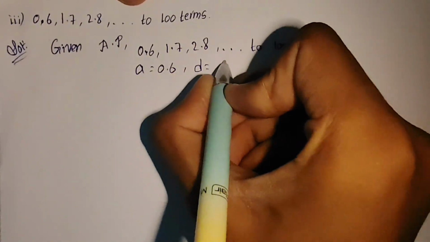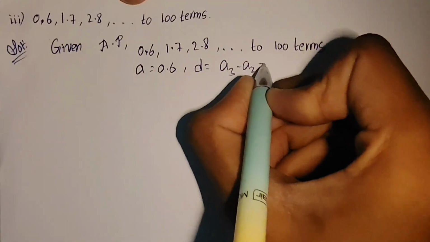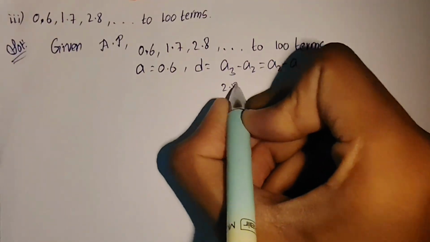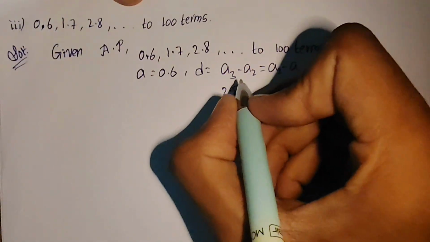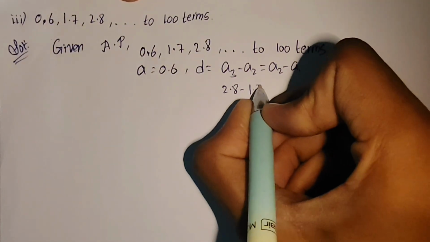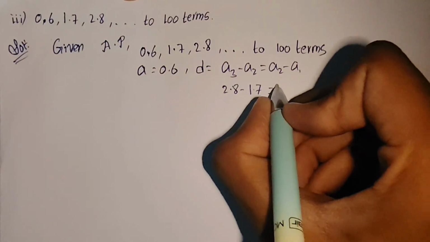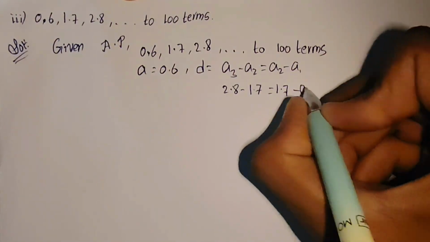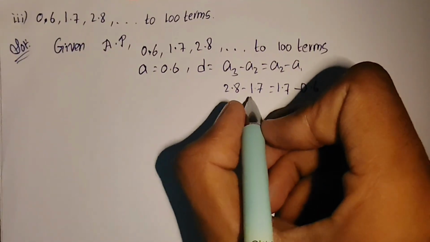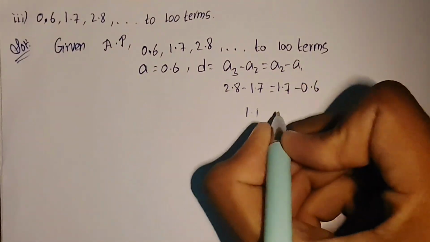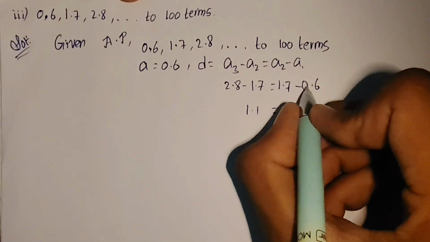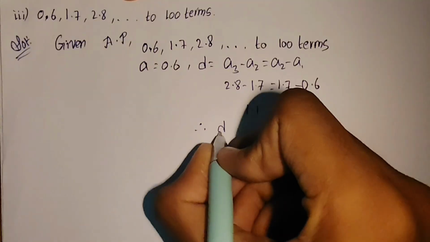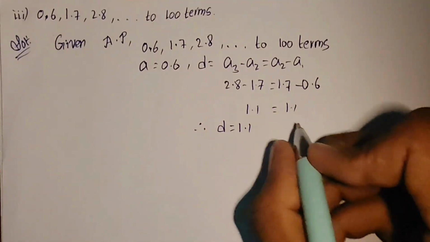After, D is equals to A3 minus A2, want to be equals to A2 minus A1. The value of A3 is 2.8 minus the value of A2 is 1.7, equals to the value of A2 is 1.7 minus the value of A1 is 0.6. So 2.8 minus 1.7, 1.1 is equals to 1.7 minus 0.6 also equals to 1.1. So therefore both are equal. So therefore D is equals to 1.1.